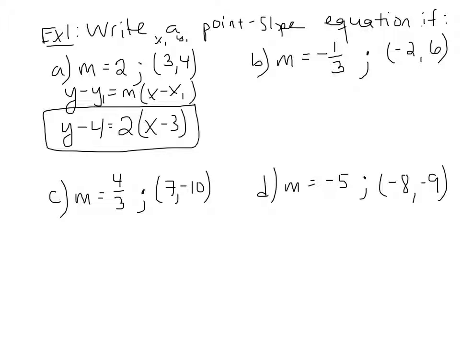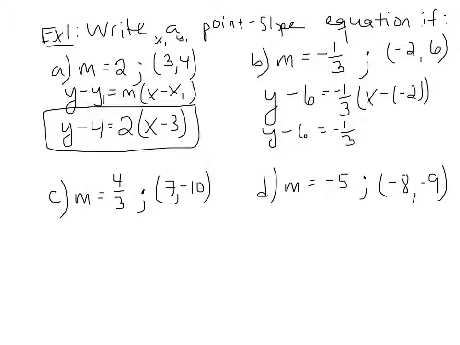Try the next example. y minus y1, and y1 is 6, equals negative 1/3 times x minus x1. Now we have to be careful here. It's x minus x1, but since x1 is negative, we have these two negatives in a row. So this problem requires one additional step. We're going to get rid of our double signs, and instead of x minus negative 2, we're going to write x plus 2.